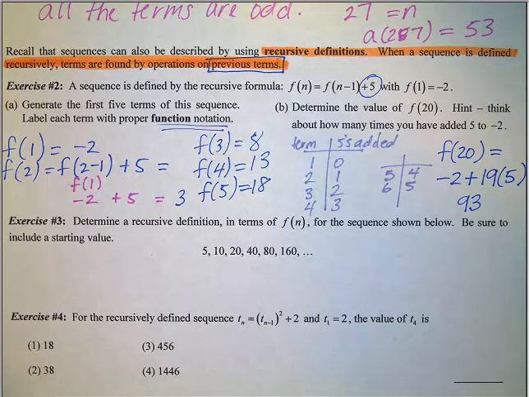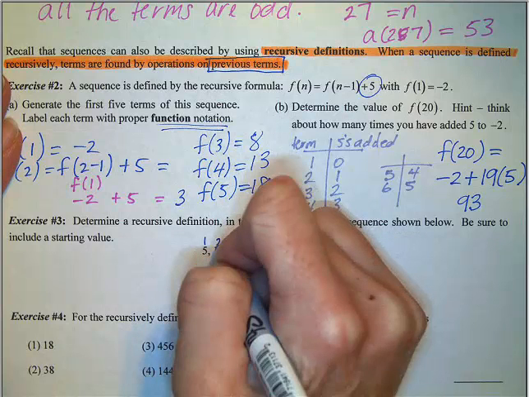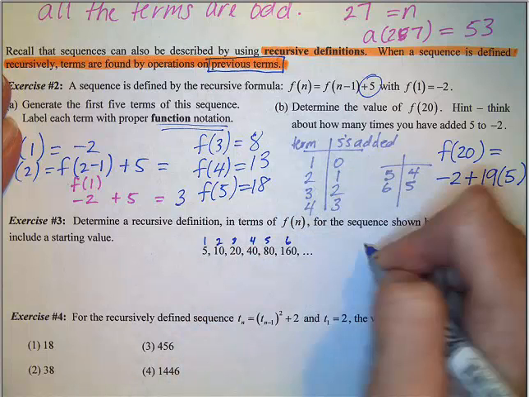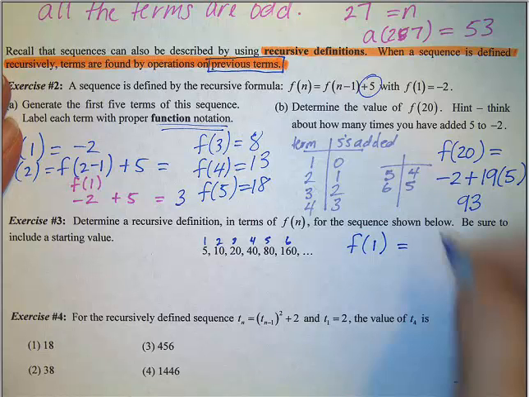So determine a recursive definition in terms of f of n for the sequence shown below. Be sure to include a starting value. So we have 5, 10, 20, 40, 80, 160. So 5 is our first term. 10 is our second, third, fourth, fifth, sixth. So f of 1, our first term, is 5.